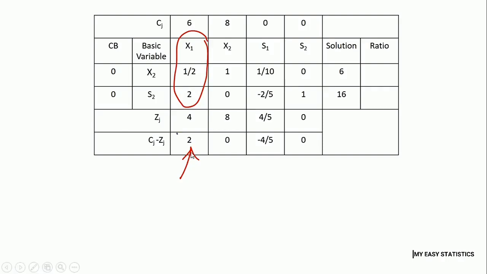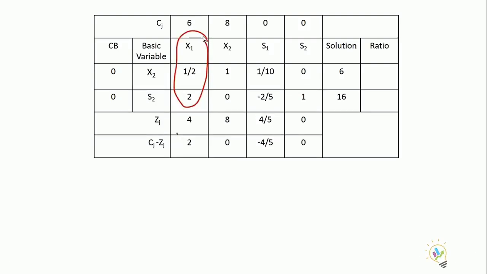Now 2 is called the entering variable. X1 is the entering variable, and this column is called the key column. Now we are going to find ratios. How do we find ratios? Divide the solution by the key column. 6 divided by 1 by 2 is 12. 16 divided by 2 will be 8. In this way we found the ratios.